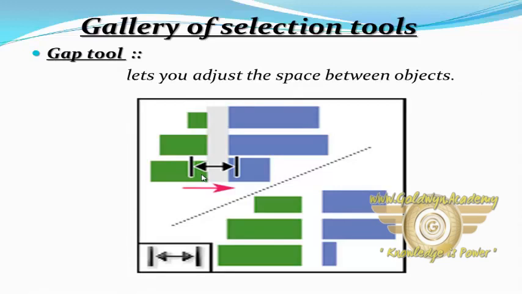The fourth one is the gap tool. It is used for adjusting the space between two objects. Here some objects are given. It makes a space between two objects.